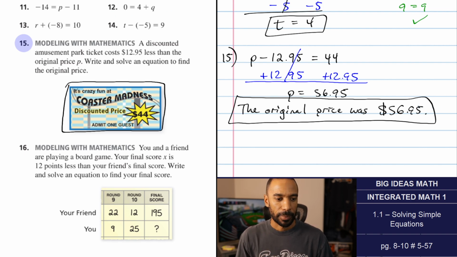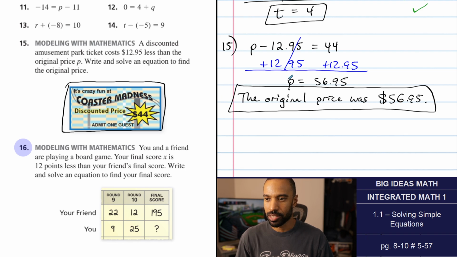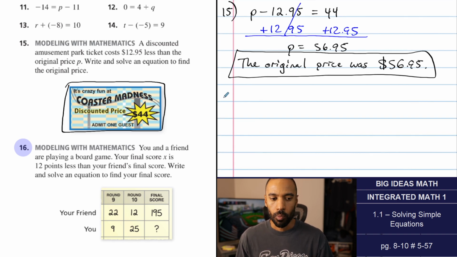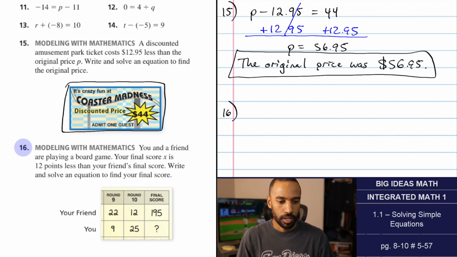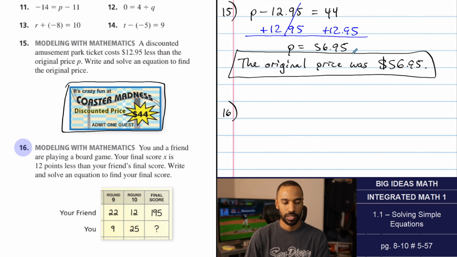Okay. Number 16. You and a friend are playing a board game. Your final score, X, is 12 points less than your friend's final score. Write and solve an equation to find your final score. All right, let's see what we have here. Round 9, round 10, your friend had 195 points. Now you had 12 points less than your friend.